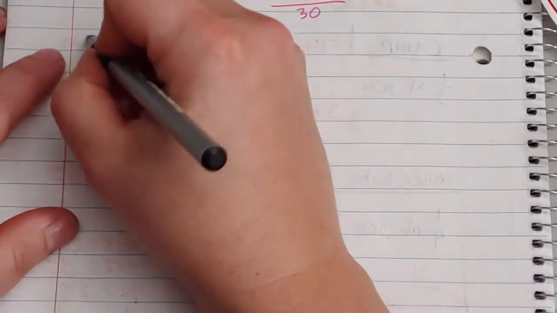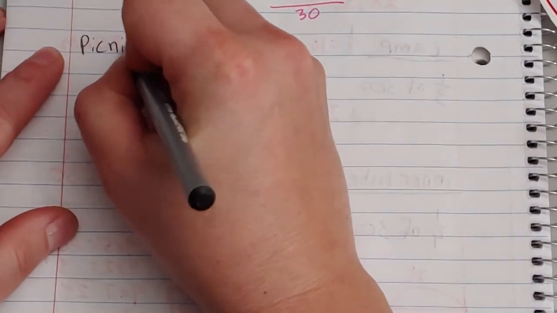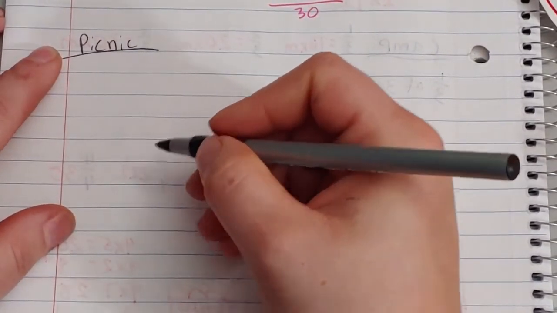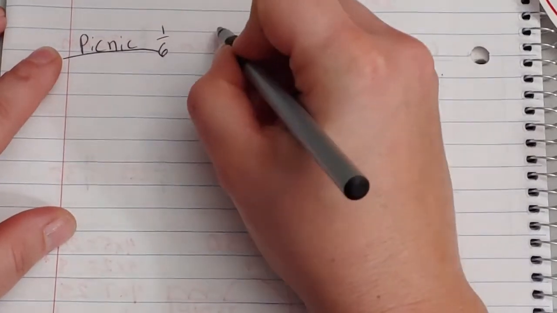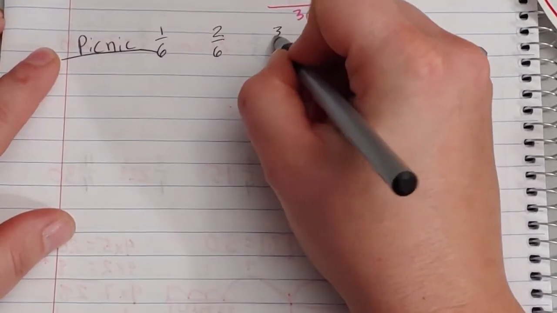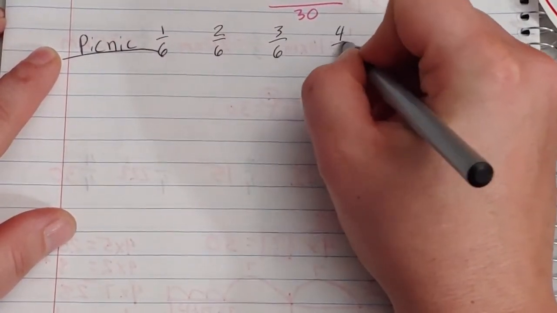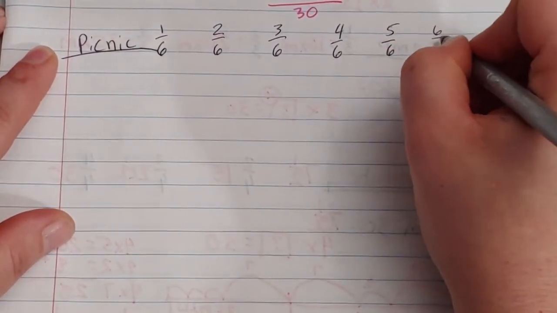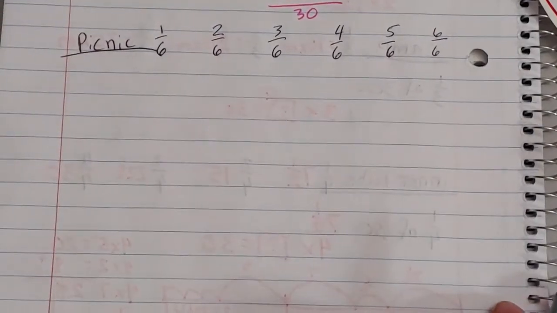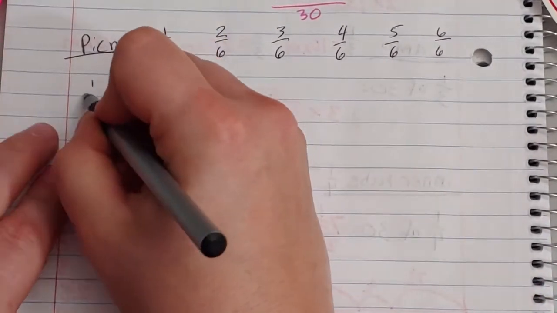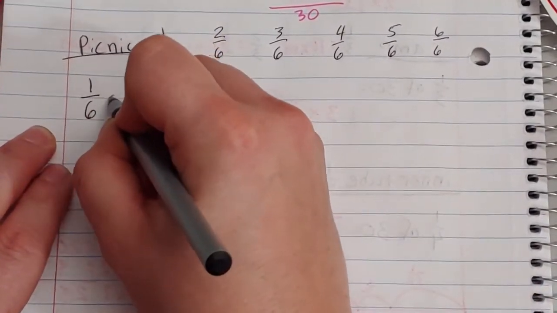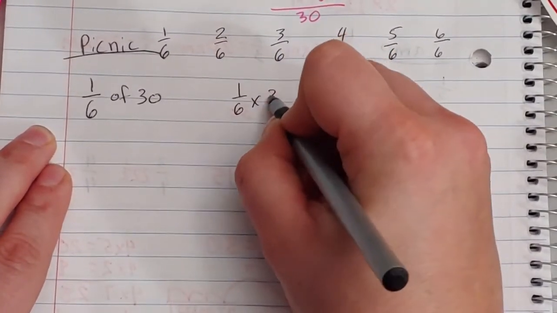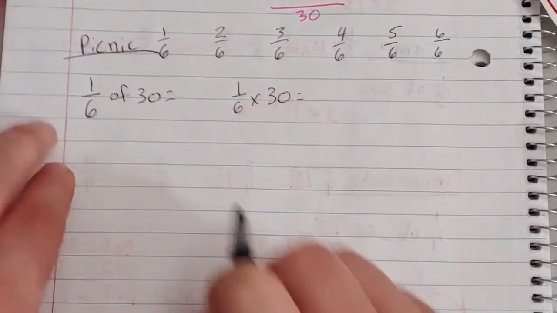Next one is the picnic area. And the picnic is every 6th. So we need 1/6, 2/6, 3/6, 4, 5, 6. So 1/6 of 30. 1/6 group of 30. Pause and solve.